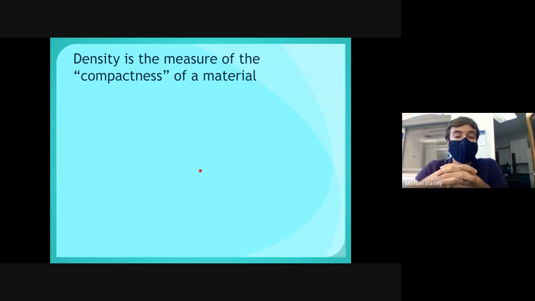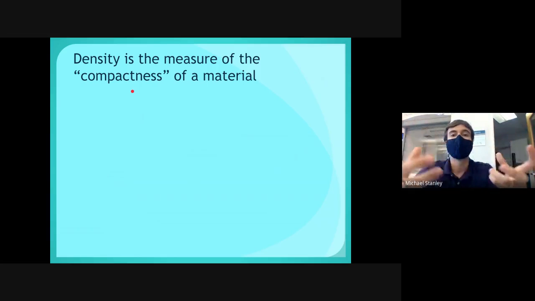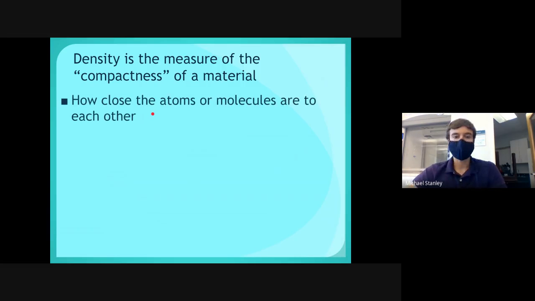So, like I was saying a second ago, density is not directly how heavy or how big something is. Instead, it's a measurement of something that we could call compactness. So how compact, how crunched together this piece of matter is. It essentially is a measurement of how close the atoms or molecules are to each other. The closer they get, the more atoms and molecules you can cram into a small space, the more dense your object is.